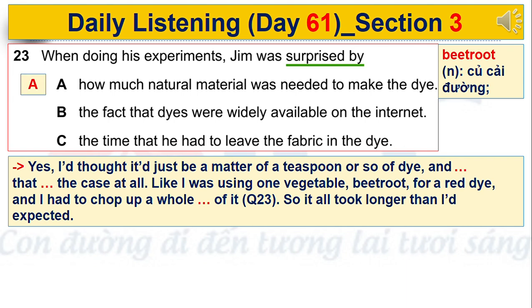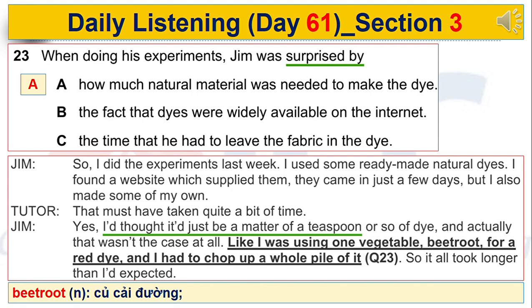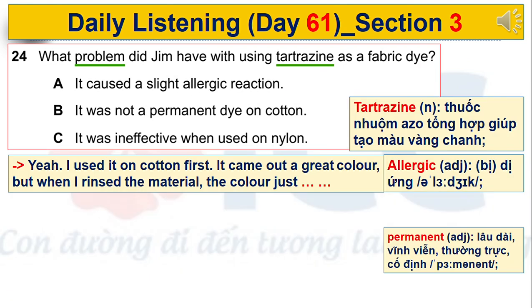One possibility is to use food colourings. I did use one. That was a yellow dye, an artificial one. Tartrazine? Yeah, I used it on cotton first. It came out a great colour. But when I rinsed the material, the colour just washed away. I'd been going to try it out on nylon, but I abandoned that idea. Were you worried about health issues? I thought if it's a legal food colouring, it must be safe. Well, it can occasionally cause allergic reactions, I believe.